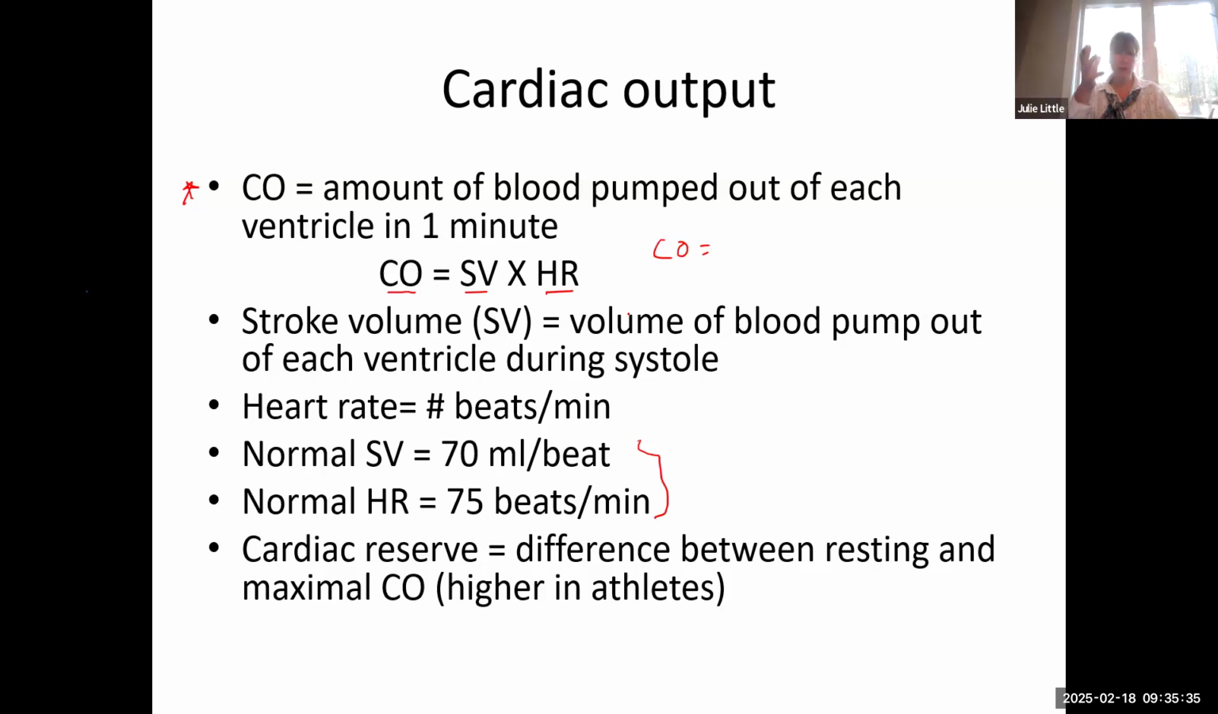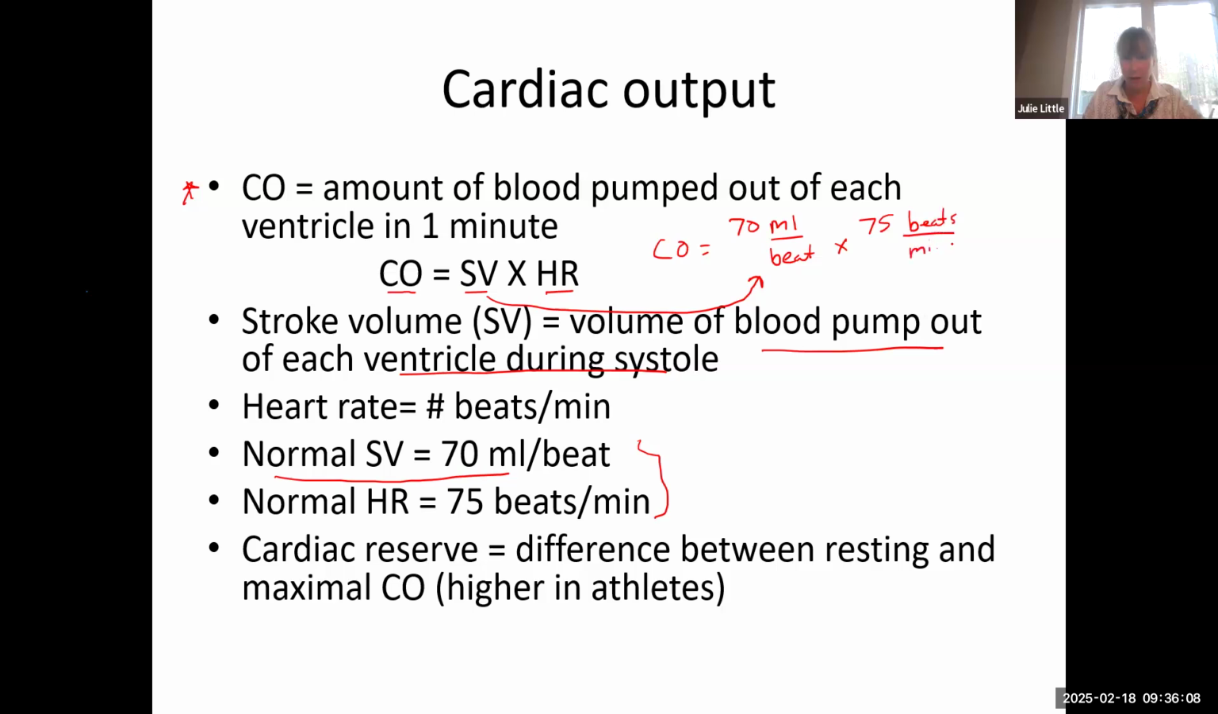Stroke volume is that left ventricle contracts and it ejects blood into the aorta. How much blood is now sent up into the aorta? It's the volume of blood being pumped out of each ventricle during systole. So it's what's leaving the heart. If the normal stroke volume is 70 milliliters per beat, 70 milliliters per beat is pumped out. Here's our stroke volume number, and we have 75 beats per minute.